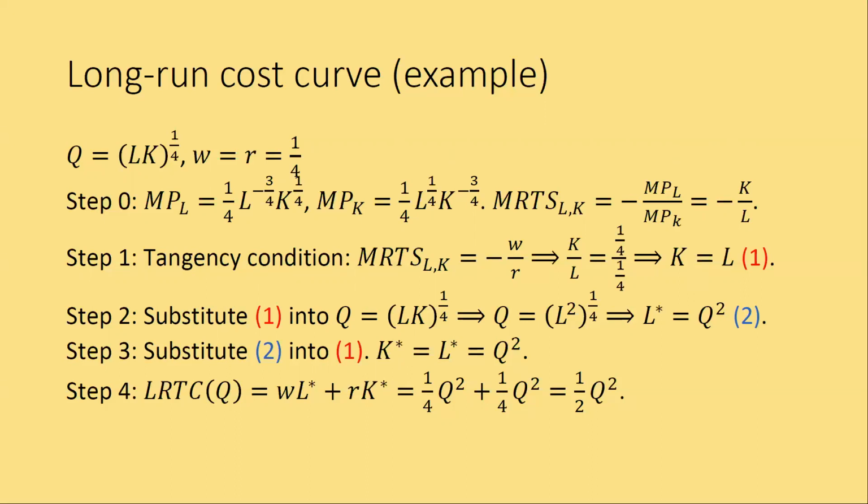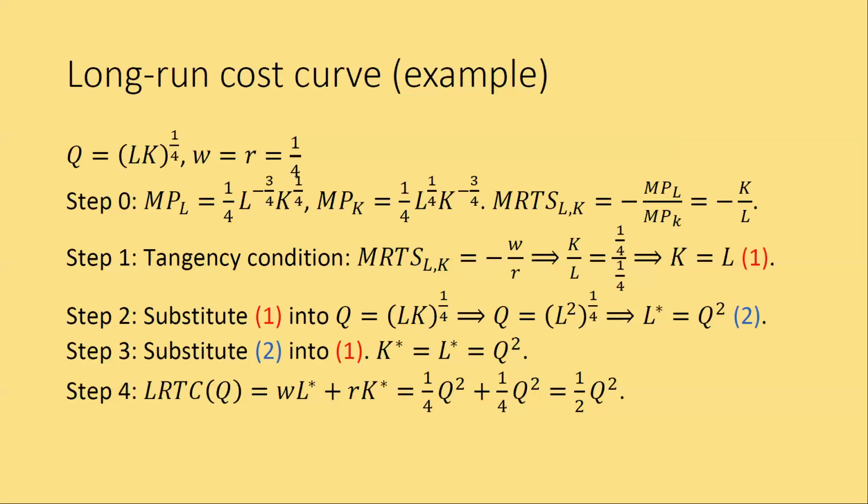So with this L star, we substitute it back into our optimal ratio. So K star must also be the same as L star, that equals Q squared. And here the K star is also a function that depends on Q and implicitly W and R. And in the last step, we can write our long run total cost as W times L star plus R times K star. And we have W and R both being 1/4, and L star and K star both being Q squared. So our long run total cost as a function of Q is going to be half times Q squared.